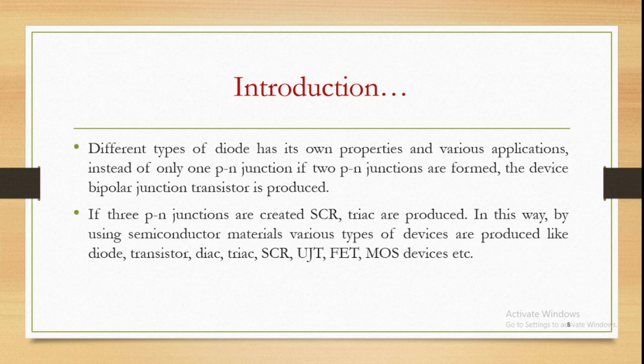Instead of only one PN junction, we can have two PN junctions. From a two PN junction device we get the bipolar junction transistor. With three PN junctions, we can create an SCR or a triac. In this way, by using semiconductor material, various solid state devices are produced, like diode, transistor, diac, triac, SCR, UJT, FET, and various MOS devices.